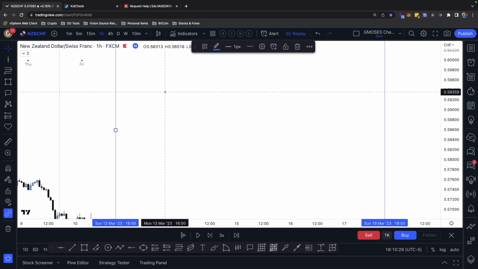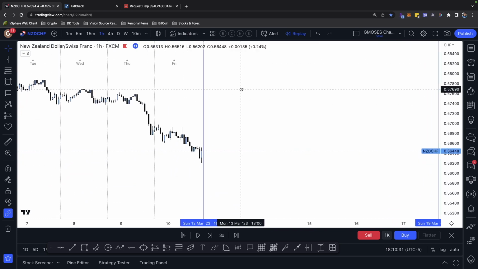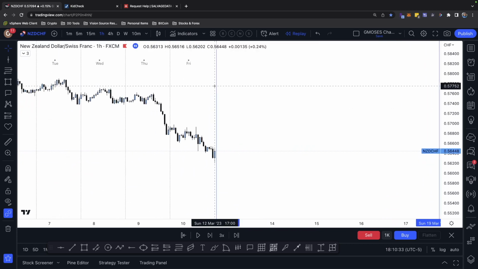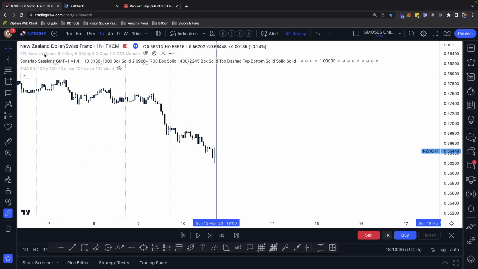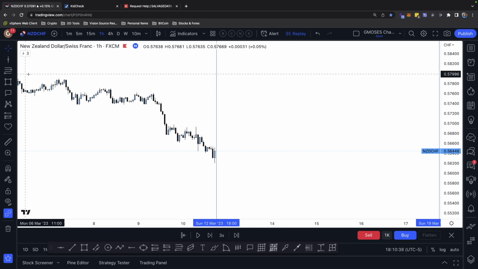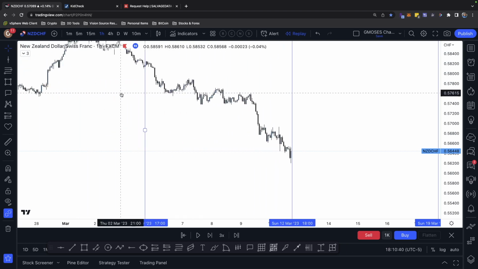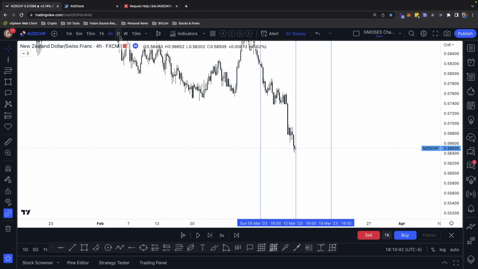From there, I can turn on my candlesticks, and I can work with the market at that point. So I'll take off my days of the week, and now we'll actually start looking at the market from this point here.